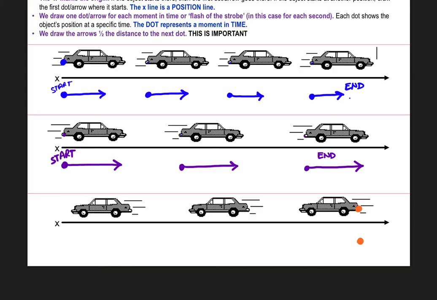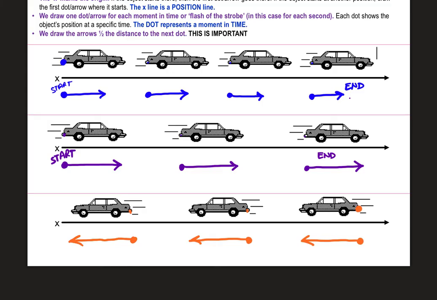Then I'm going to go to the next moment in time. There's the bumper, so I'm going to come down here and mark it. I'm going to draw my arrow halfway. And then the third moment in time, I'm going to come down and mark that. And again, I'm going to draw my arrow about halfway. And then I'll just draw this last one about halfway too.